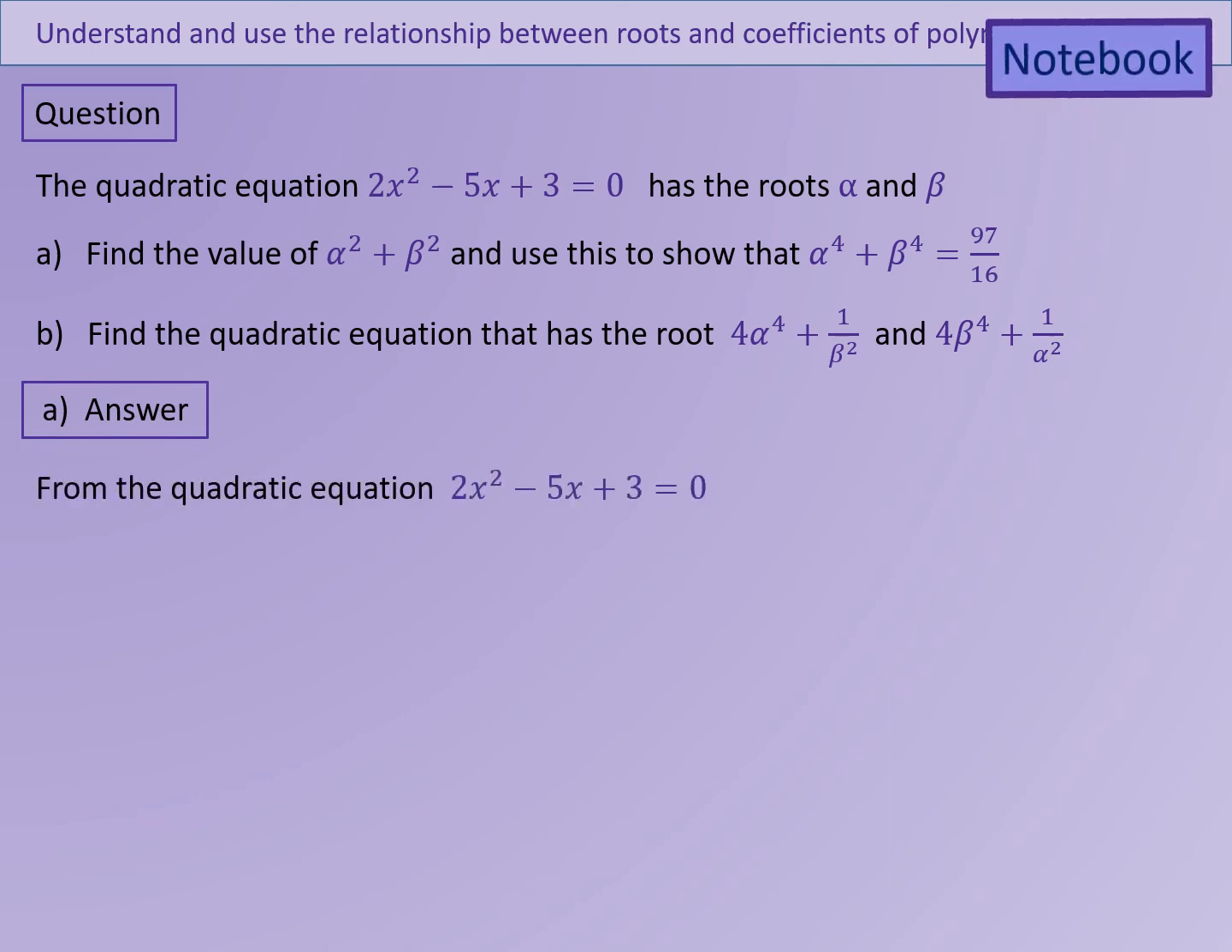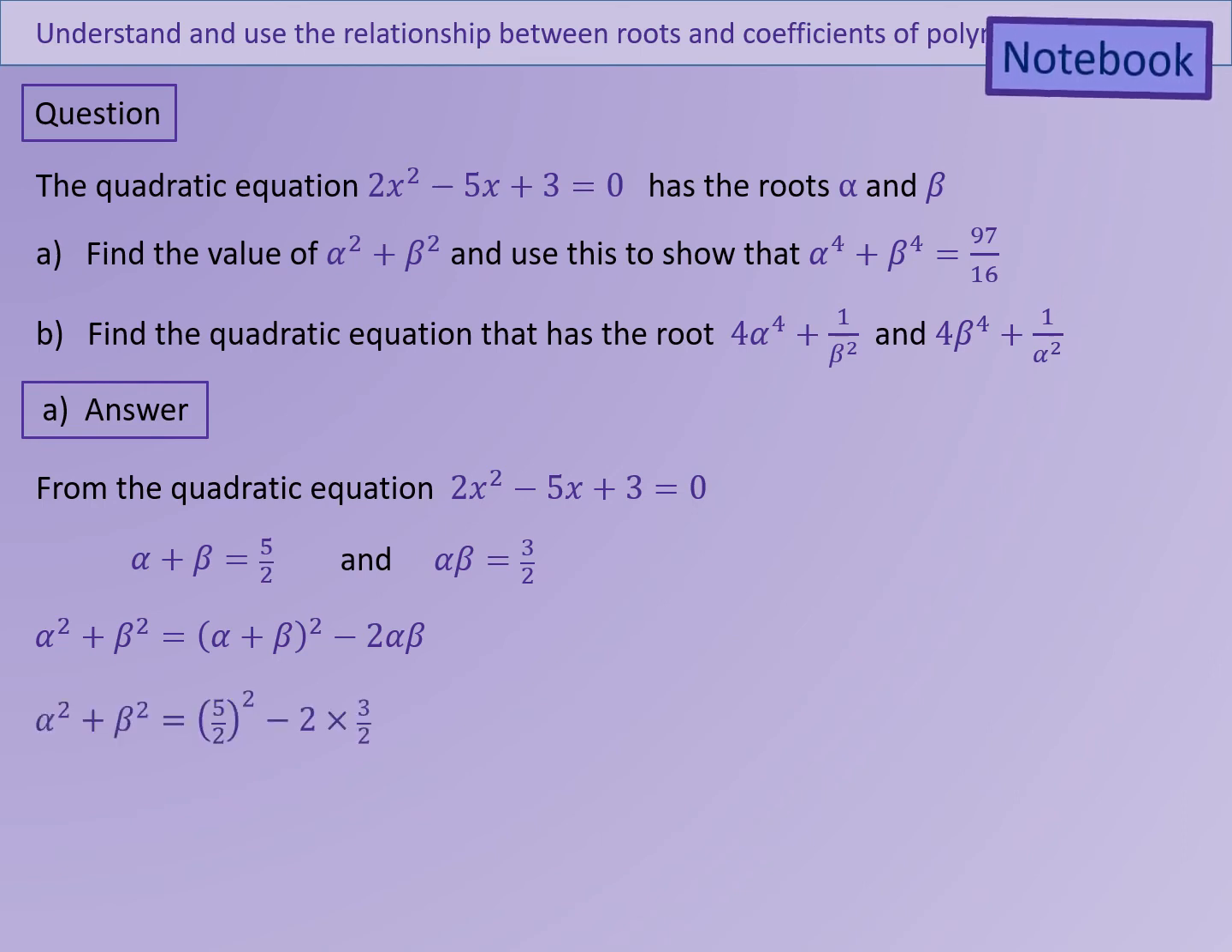So using the quadratic that we are given, we can work out the values of the sum and the product of the roots. And we can then substitute these into the formula alpha squared plus beta squared. And this will give us 13 over 4.